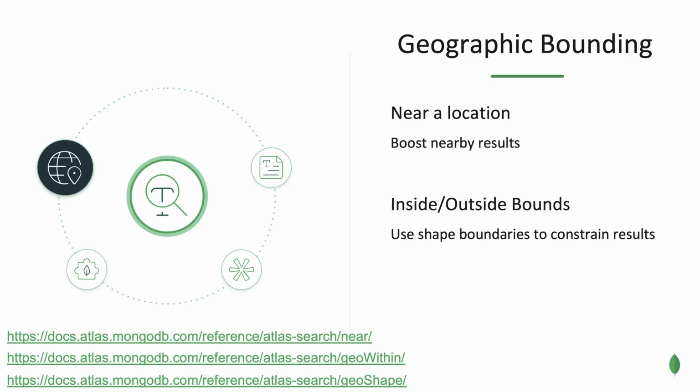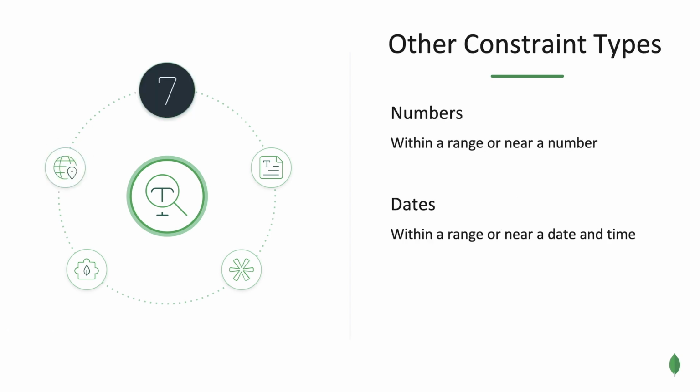To learn a little bit more about how to apply geographic bounds, check out these links. These all link to reference operators that work over geographically indexed data. In addition to geographic boundaries, we can apply other constraints. We might want to specify constraints involving numbers or dates.